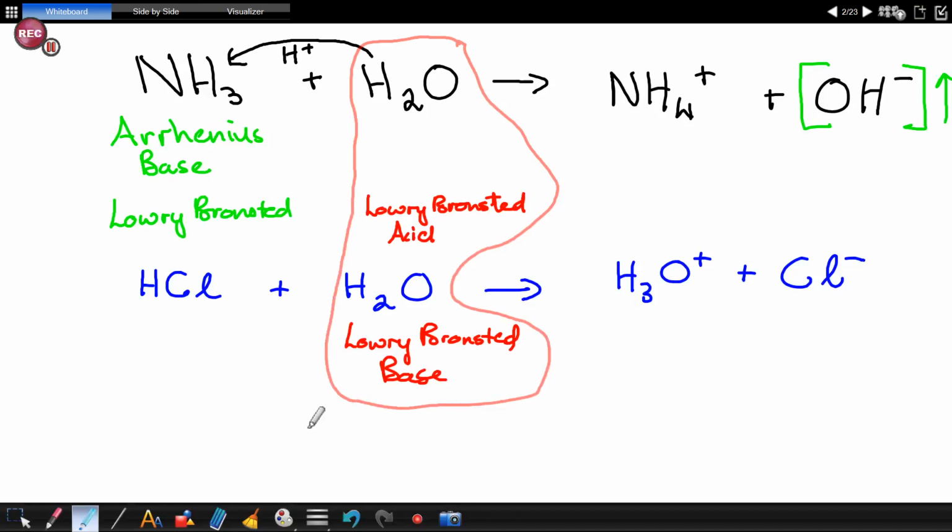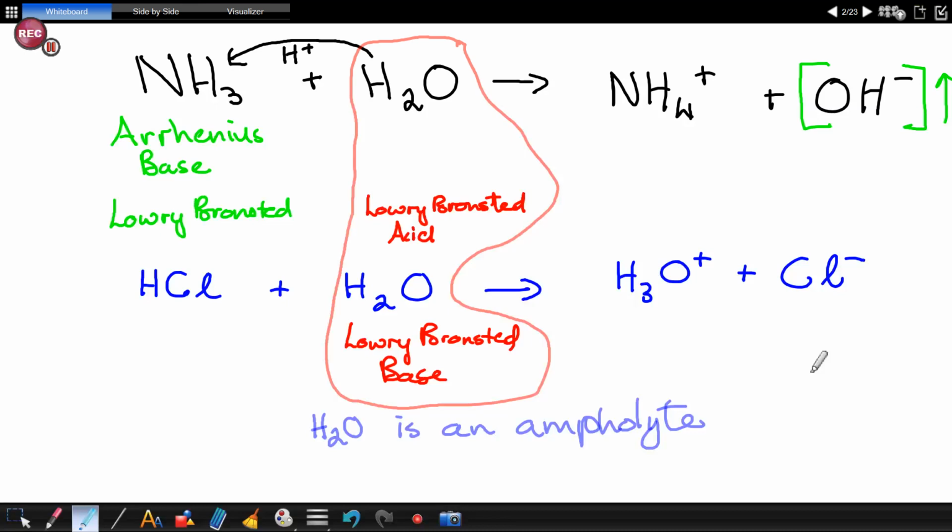Chemicals that could either act as an acid or a base, depending on what you mix them with, are called... water, H2O, is an ampholite. Some books say amphoteric, ampholytic. So ampholite, amphoteric, ampholytic, all the same thing. It means that a substance can act as an acid or a base depending on the reaction it is part of.